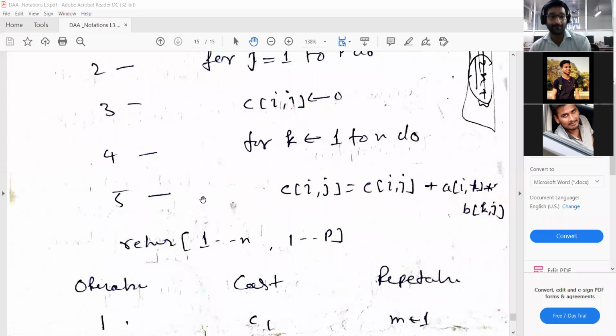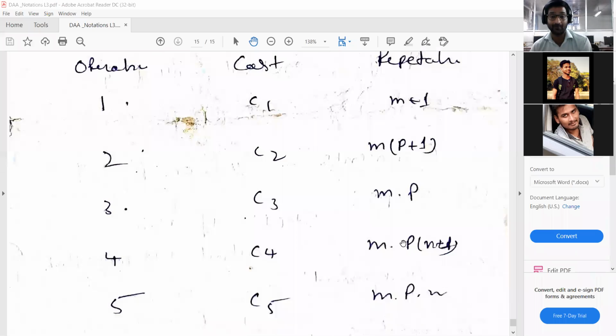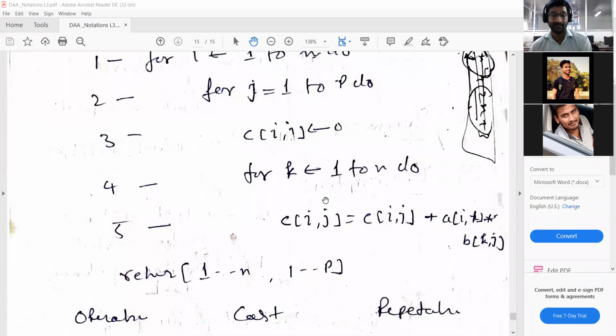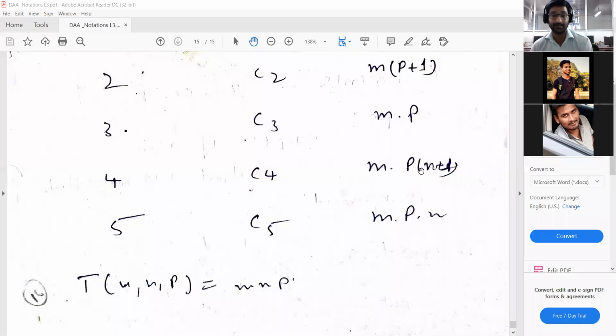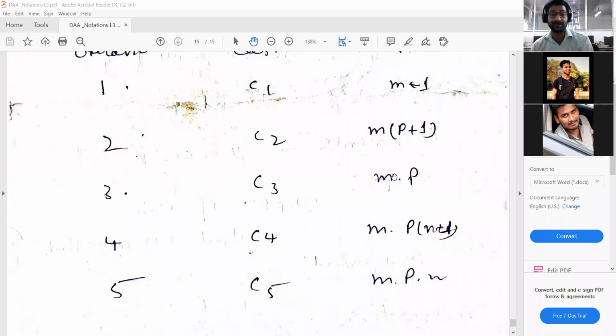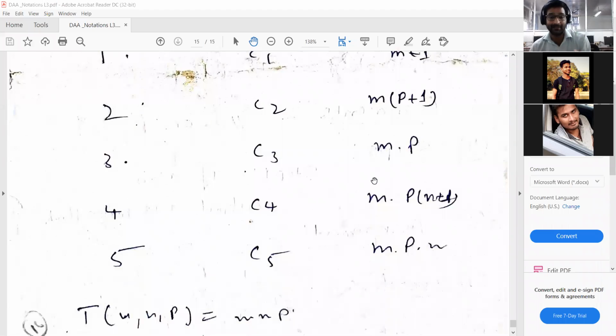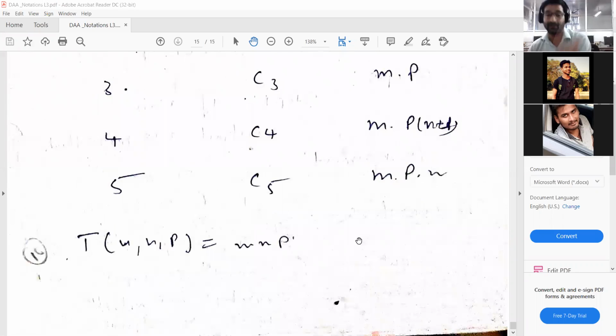Again, statement number 4 will be executed how many times? m into p into n times, because it will be executed for k equal to 1 to n. हाँ ठीक है, तो suppose ये n times चला, ये p times चला, again ये k times चला. ओके, तो m into p into k हो जाएगा, या आप ऐसे कर सकते हो m into p into k. Then after, if you add all these instructions, तो आपका जो highest order आएगा, I mean m into p into n आएगा, because whatever notation you want to use, mpn or mpk.